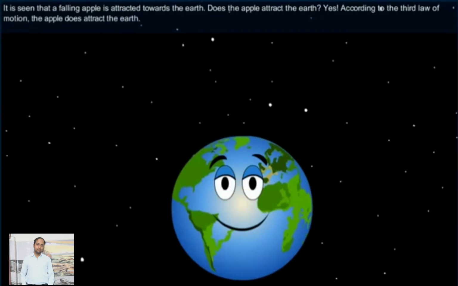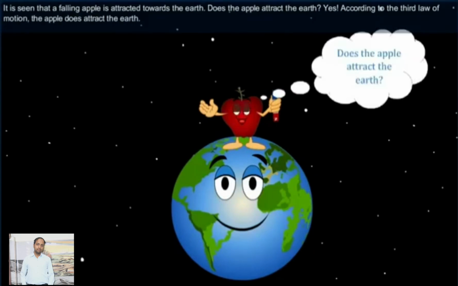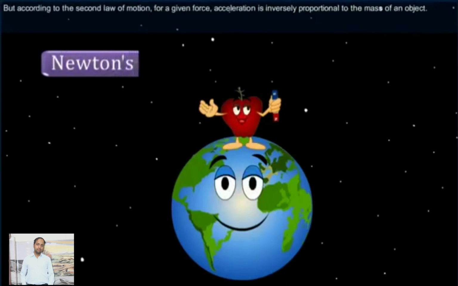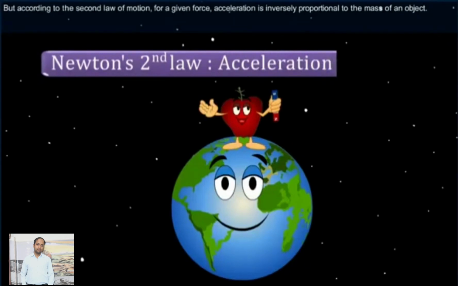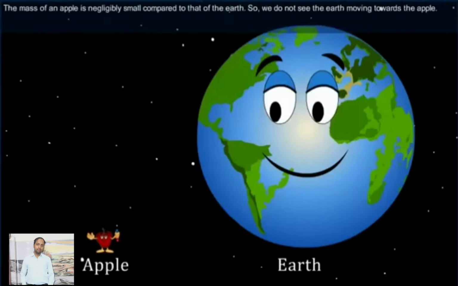It is seen that a falling apple is attracted towards the earth. Does the apple attract the earth? Yes. According to the third law of motion, the apple does attract the earth. But according to the second law of motion, for a given force, acceleration is inversely proportional to the mass of an object. The mass of an apple is negligibly small compared to that of the earth. So we do not see the earth moving towards the apple.